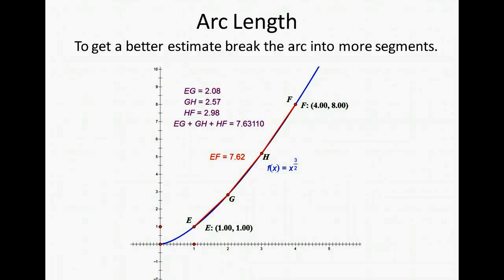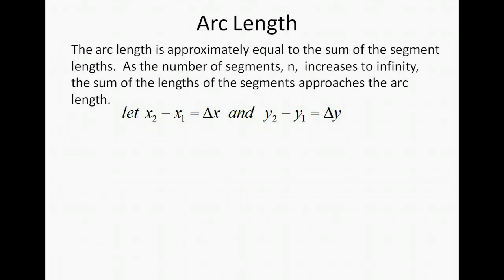Then we added together the lengths of each of those segments. We got 7.63, which is not very far off from what we got by using just one secant line, 7.62. So as we increase the number of segments, the sum of the lengths of the segments would approach the total length of the arc. So what we're going to do is use the distance formula to help us develop a formula for arc length.